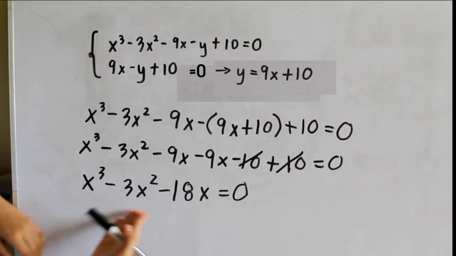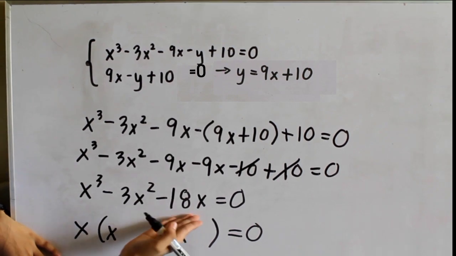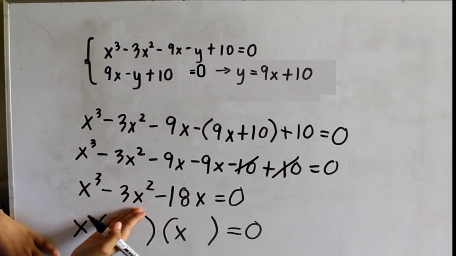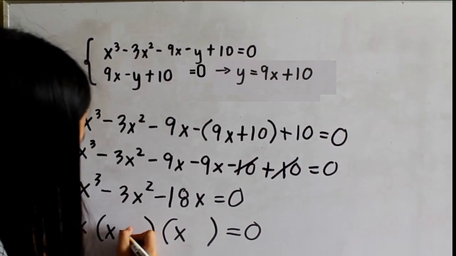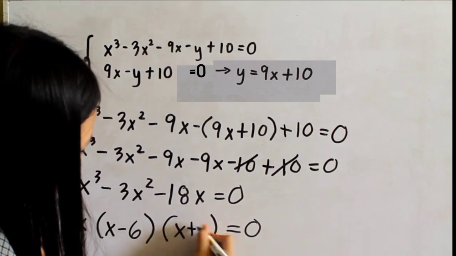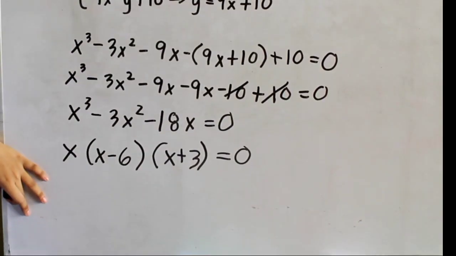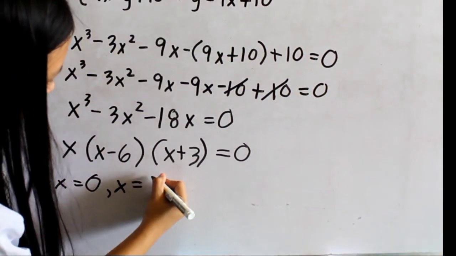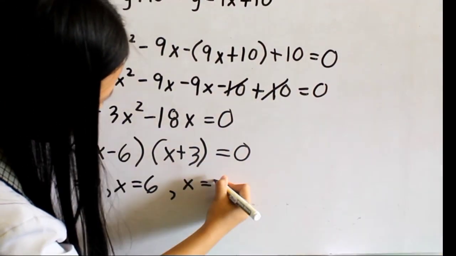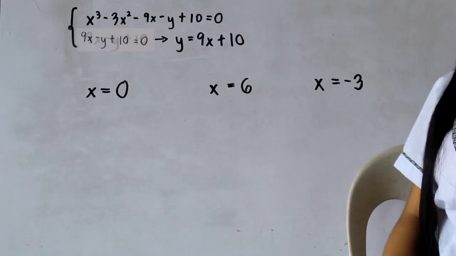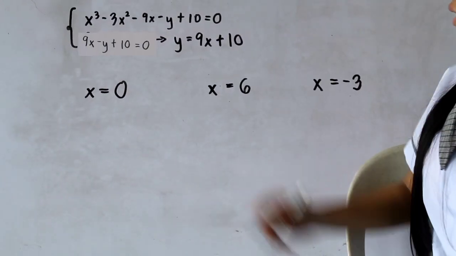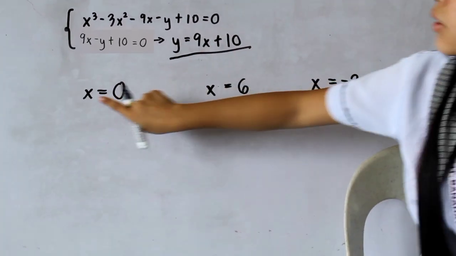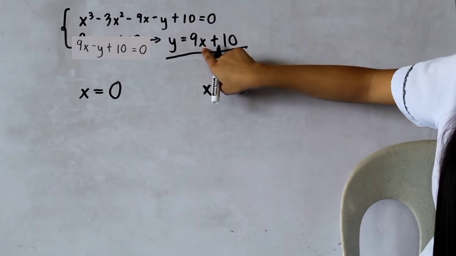Then, let's factor out. We'll find numbers that if we multiply them, it would become negative 18, and if we add them, it would become negative 3. Those numbers are negative 6 and positive 3. The x values are x is equal to 0, x is equal to positive 6, and x is equal to negative 3. In finding the y values, you can use either of the equations, but I will be using the second equation because it is easier to find its y values.